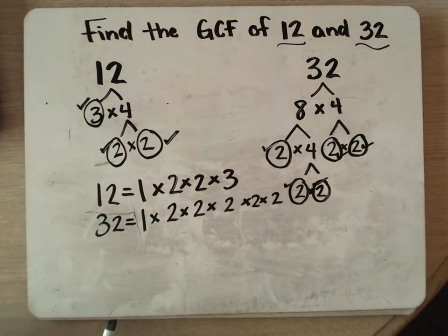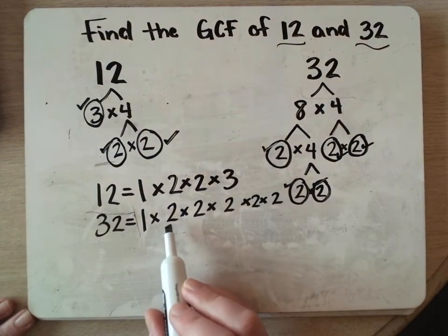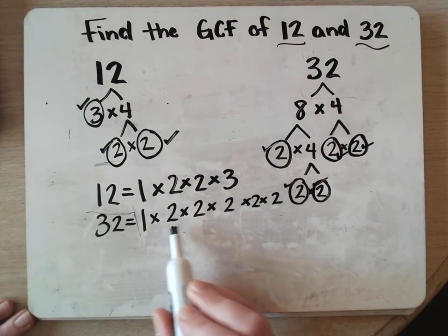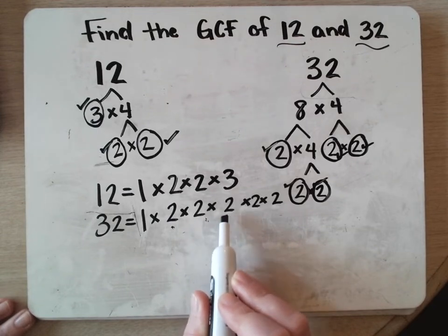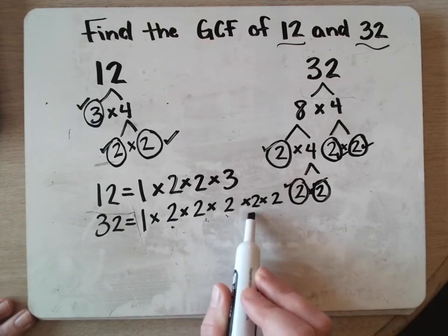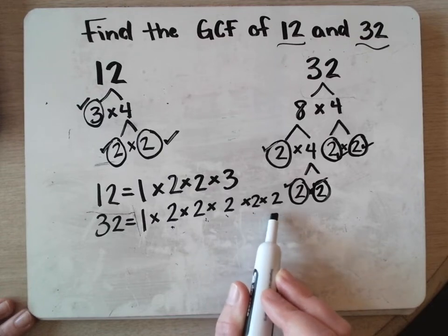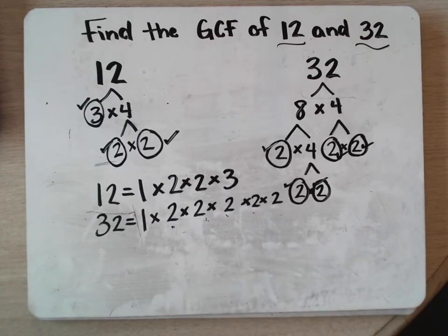Now I'm going to stop and think and check my list. 1 times 2 is 2. 2 times 2 is 4. 4 times 2 is 8. 8 times 2 is 16. And 16 times 2 is 32. So this list is correct.